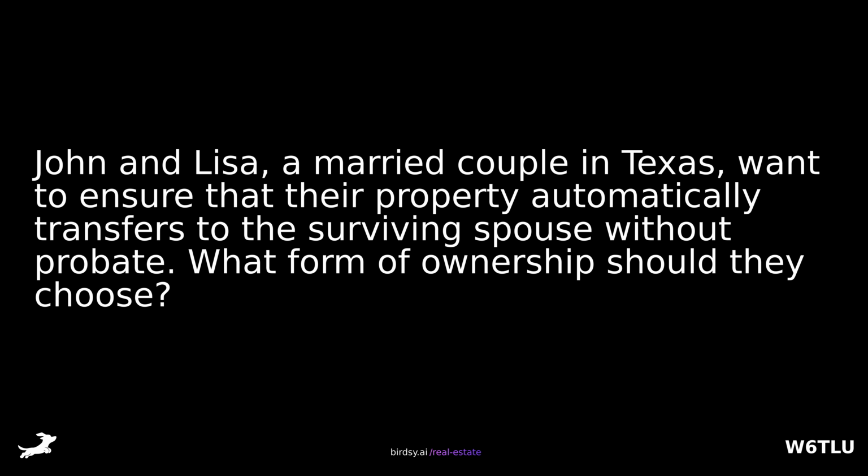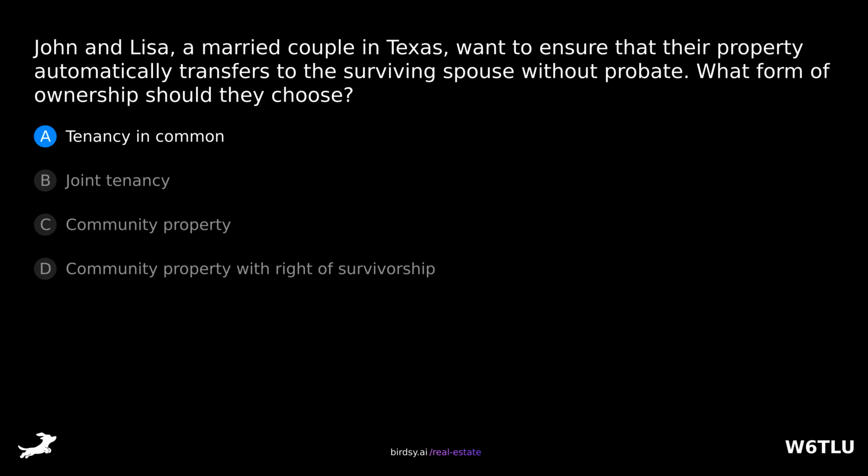John and Lisa, a married couple in Texas, want to ensure that their property automatically transfers to the surviving spouse without probate. What form of ownership should they choose? Is it A, tenancy in common, B, joint tenancy, C, community property, or D, community property with right of survivorship? The answer is D, community property with right of survivorship.